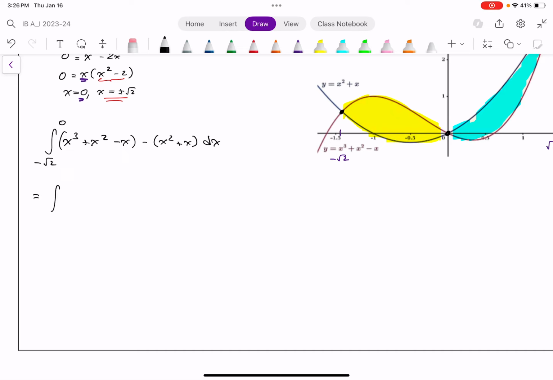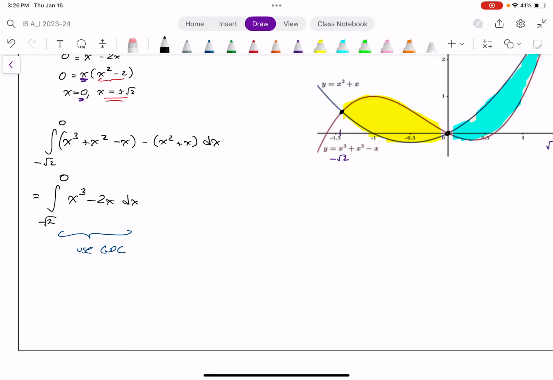Keep in mind, at this point I could just deal with this right now. I will collect like terms here. So I get the integral from negative root 2 up to 0, and it simplifies to x cubed minus 2x dx. And at this point, I could solve this exactly using antiderivatives, but again, it doesn't say I have to have an exact value. And so I'm definitely going to use a GDC here. It's extremely quick.